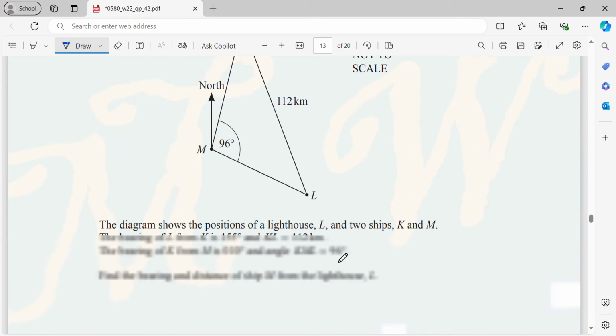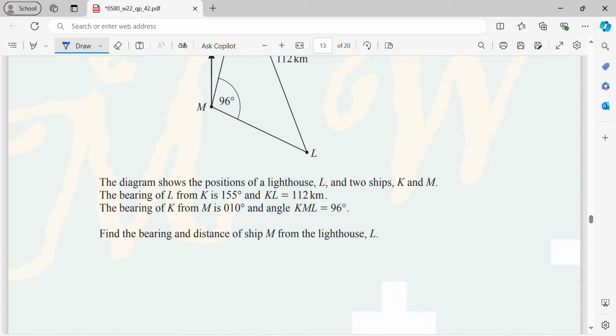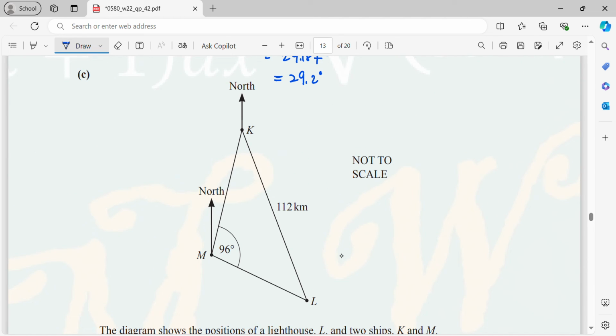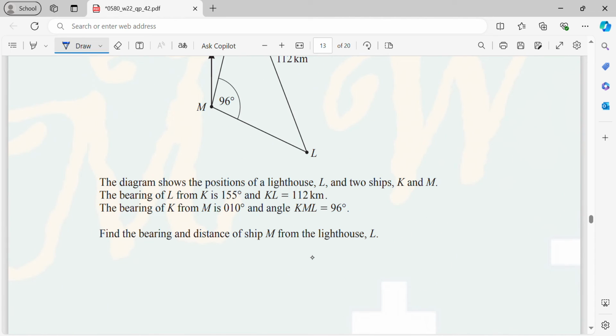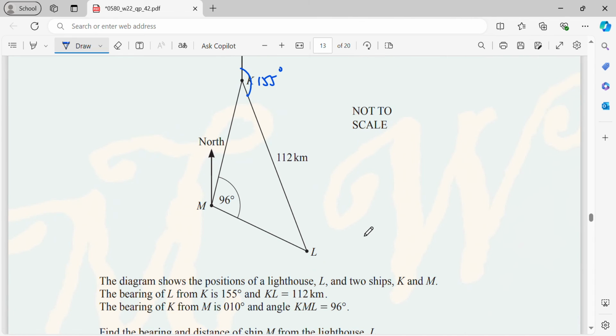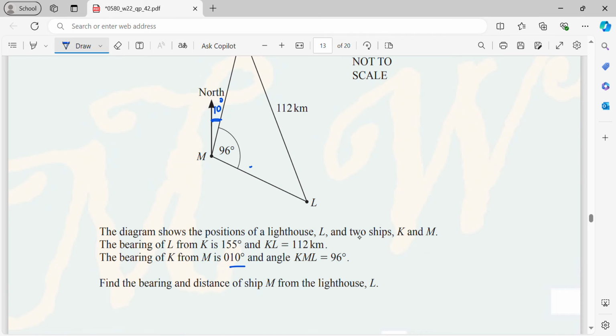Okay, part C. The diagram shows the positions of the lighthouse L and two ships K and M. The bearing of L from K is 155. So L from K, that means here 155. And then KL is 112 kilometers given. The bearing of K from M, that means here, that is 10. And the angle KML is 96 is given. Now find the bearing and distance of M from L.